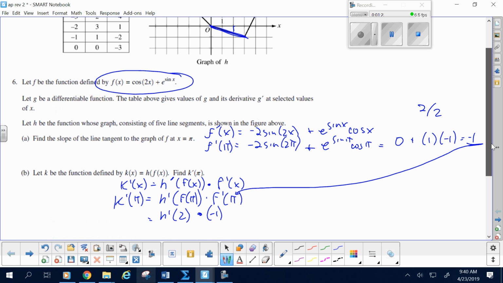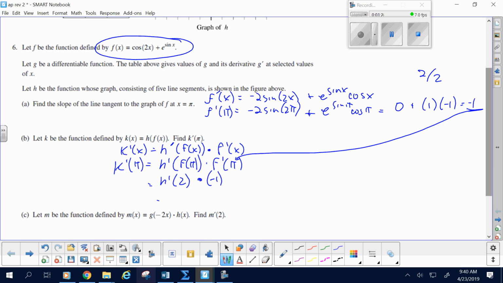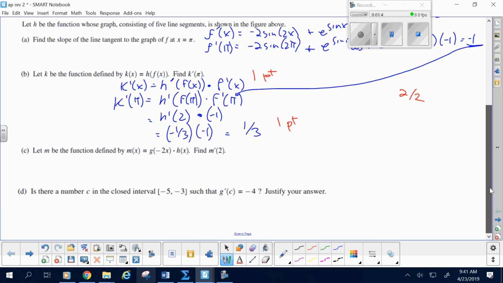Negative, down 1 over 3, so it looks like negative 1/3 times negative 1. Did you get a positive 1/3? Okay, that was 2 points. 1 for the derivative, 1 for the correct answer, putting pi in. So that's 2 points. So far I'm working on a 9 still. I hope you are as well.